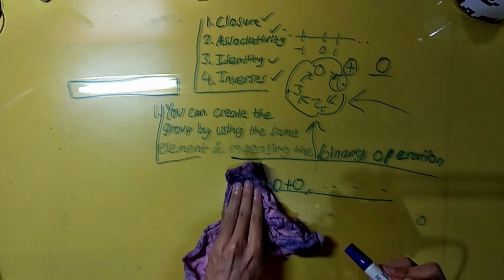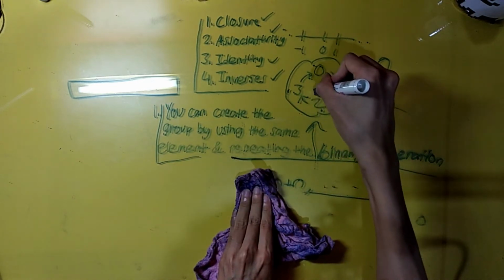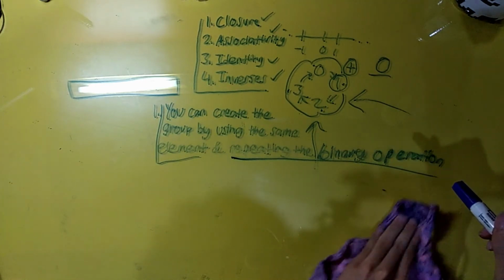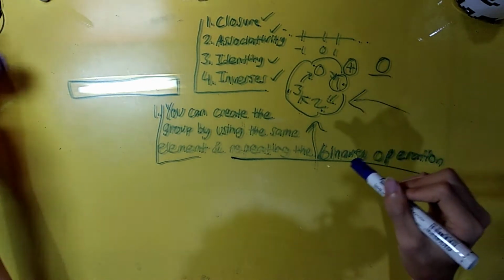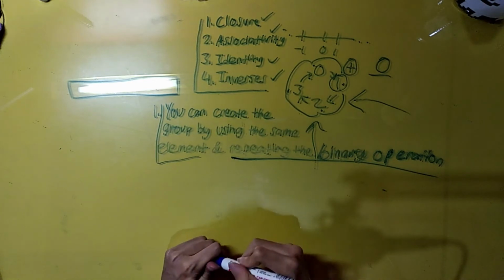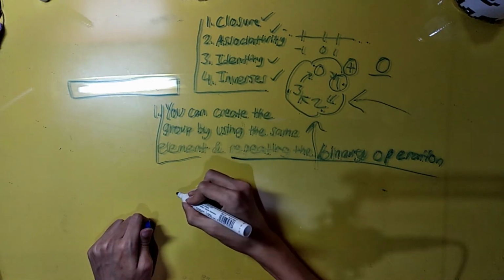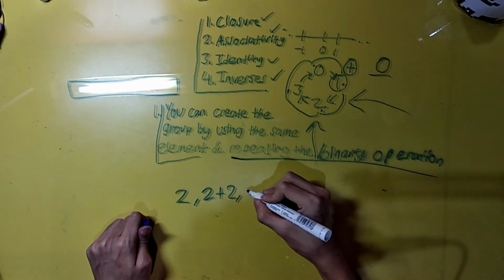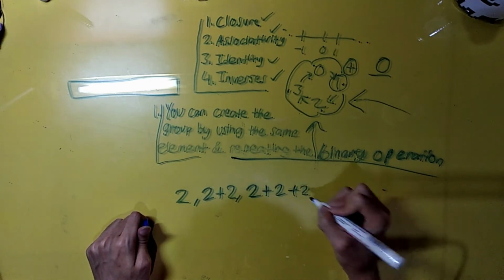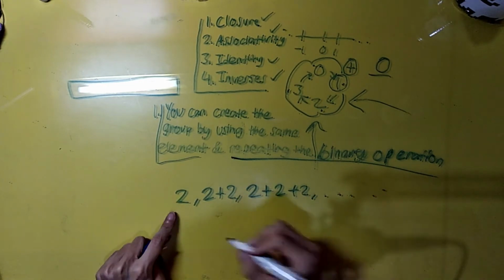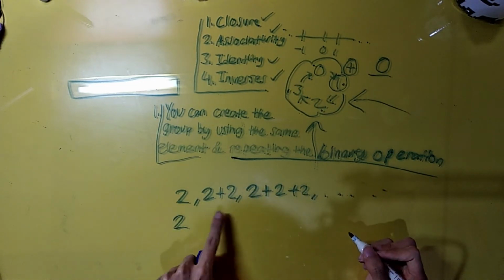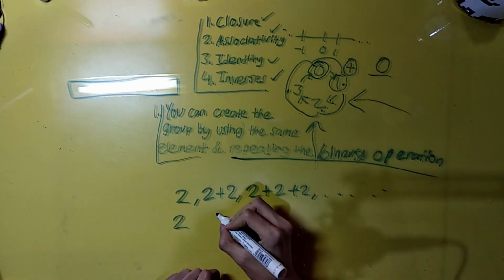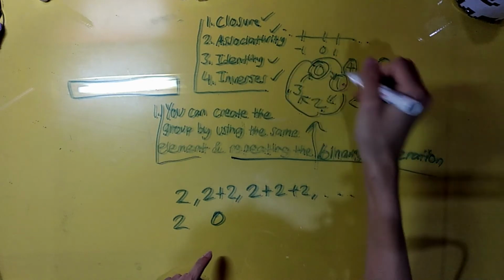Now let's try it with this. Let's try repeating 2 with addition and see what kind of group we get, because that's a different group this time. Let's start with 2. Next we'll have 2 plus 2. Next we'll have 2 plus 2 plus 2, and so on. What's 2? 2 is 2. What's 2 plus 2? That is 0, right? According to this cycle here.